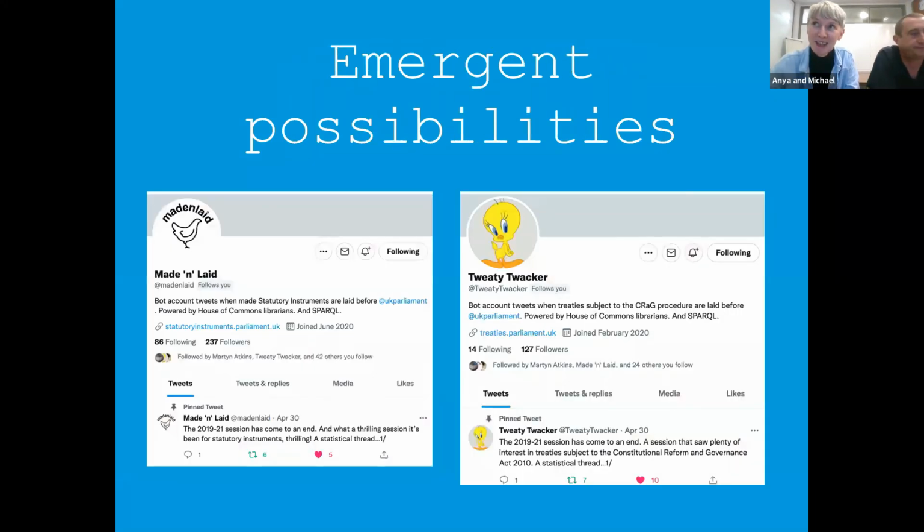Another thing we made, strangely enough, nobody asked for Twitter bots for statutory instruments and treaties, but after a couple of hours' work, we made them, and we now have 239, that's out of date, 239 people following avidly statutory instruments laid before Parliament.